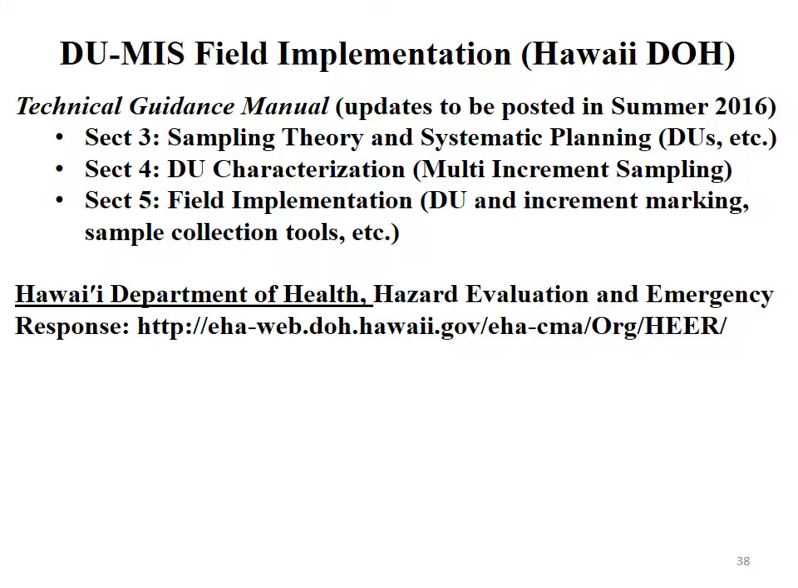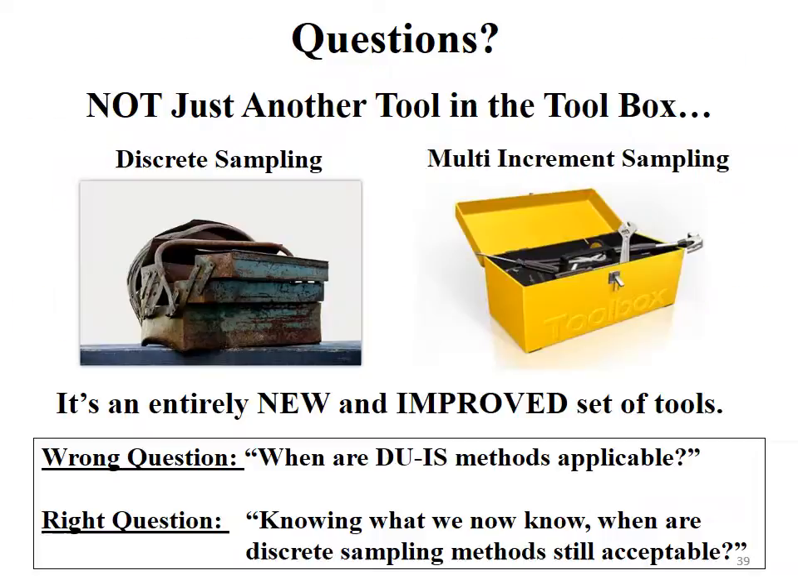Then our guidance we publish here in Hawaii. We're about to publish updates sometime this summer. 3 different sections. We look at sampling theory and systematic planning, designating DUs in Section 3. Section 4, DU characterization, where we obviously emphasize multi-increment sampling once you've designated areas for characterization. And then Section 5, we get more into details of field implementation down to the type of tools that work in different types of soil. And again, we'll be giving workshops on updates to this later on this year.